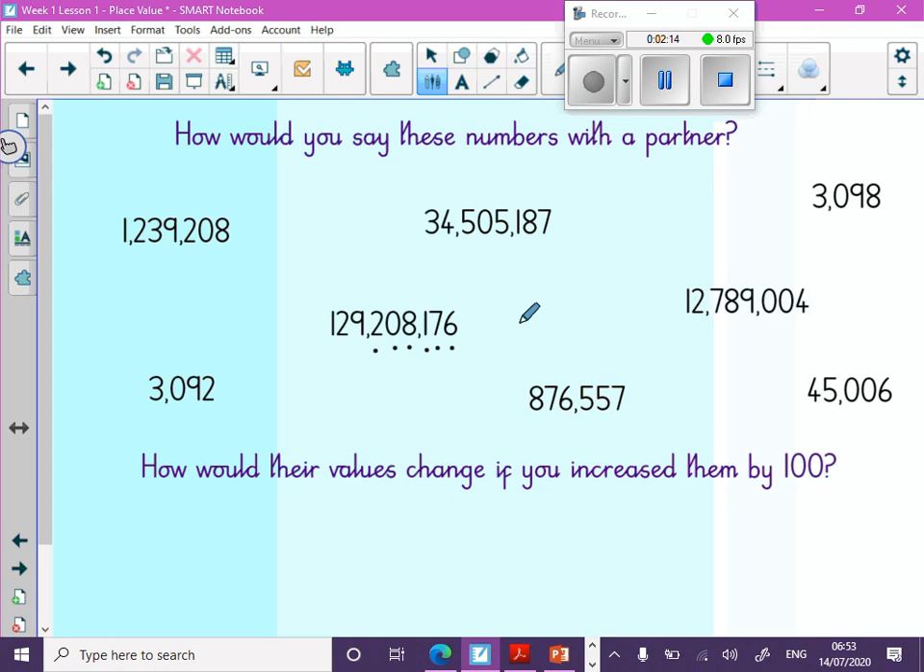Okay, so now I want you to have a look at what would happen if we changed some of the values of these numbers. So if we increase them by 100, for example. So let's choose this number here. If I am increasing this number here by 100, what does that mean? Well, it means that the number is going to increase. We're going to add 100 to it. Now, I won't be adding 100 to my ones. I won't be adding 100 to my tens. I will be adding it to my hundreds column here. So the only change here will be that this 0 will become 100.